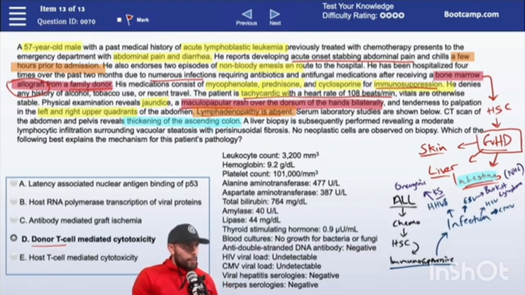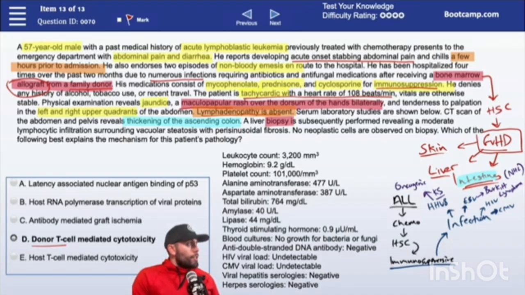A liver biopsy is subsequently performed. Remember what I told you if you've been watching this series, whenever you see biopsy in any question, that usually is one of the most important lines in the vignette because it's going to tell you something definitive. Now, you might not always know what the biopsy means, but it's usually going to give you some key information.